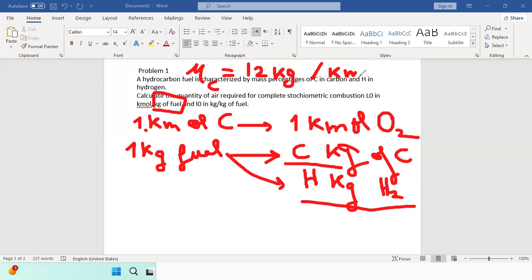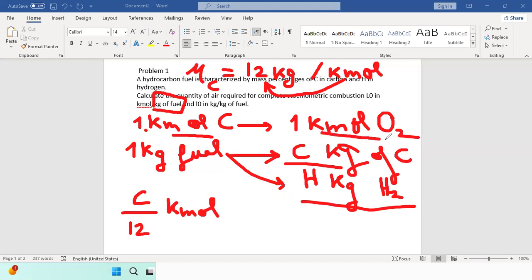So we can say it's a proportional relation. 1 kilomole contains 12 kilogram. So if I have C kilogram, this will correspond to C over 12 kilomole of carbon. So I have C over 12 kilomole of carbon in my fuel. And we have seen from the reaction that the number of kilomole of C will be equal to the number of kilomole of O2.